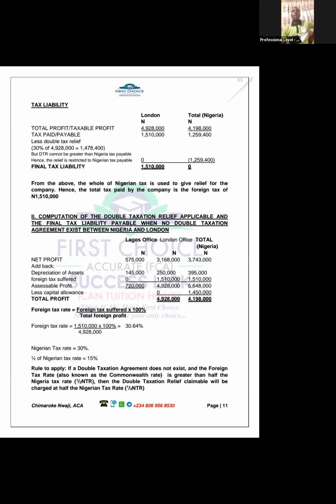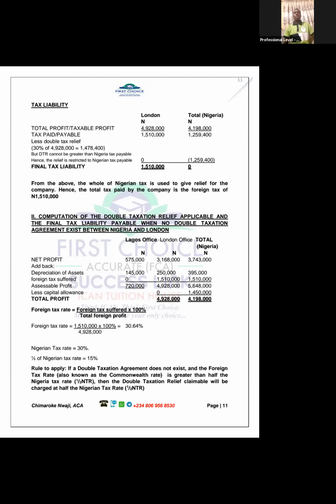Now, in the situation whereby there is no double taxation agreement, what do we do? Okay, we'll do the same thing we did here, and we'll get the same total accessible profit, and same total profit. We are at the same situation. We look for our foreign tax. In fact, in exam, you don't need to repeat all of this.